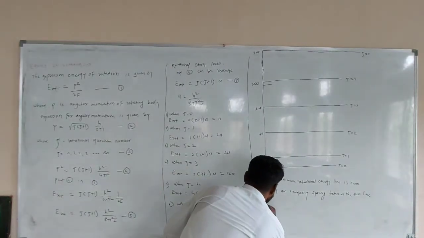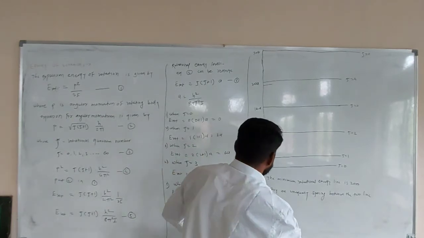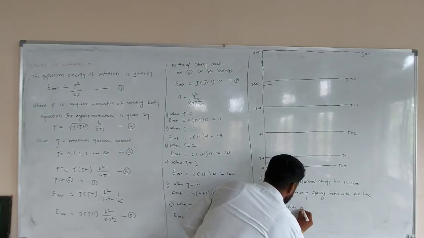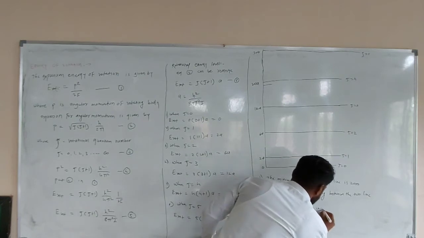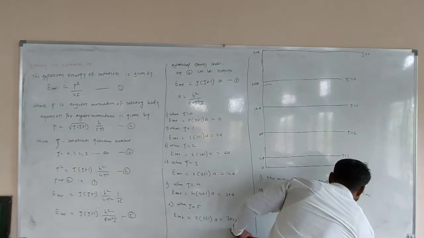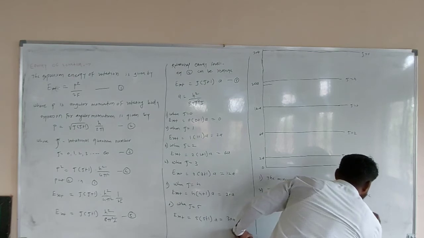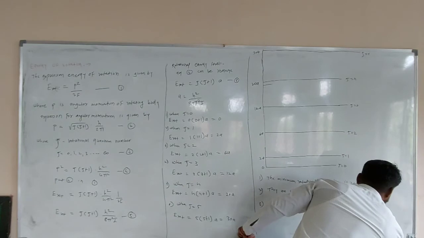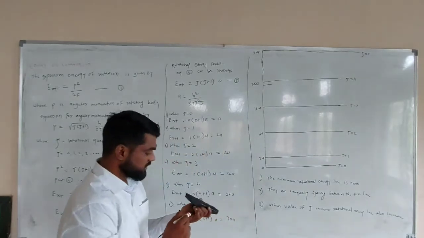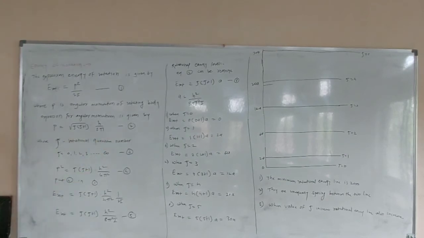And third point related to the chart, or related to the rotational energy level diagram, is that when the value of J increases, the spacing between the rotational energy lines also increases. These are the 3 points related to the chart.